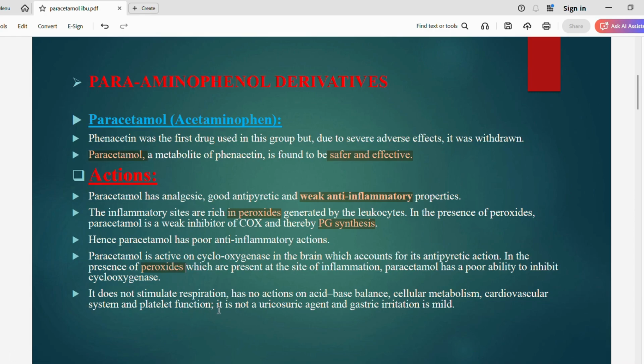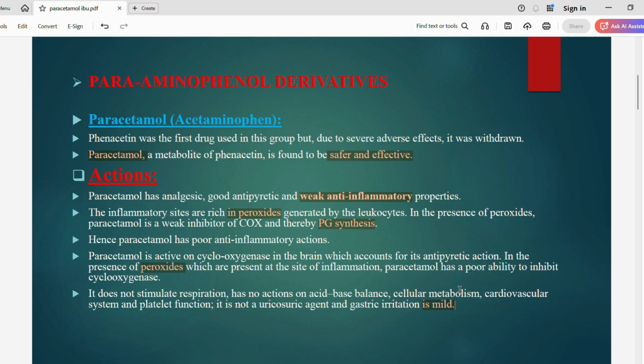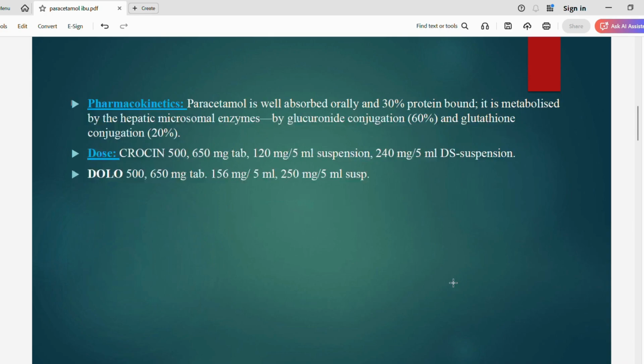It does not stimulate respiration, so it has no activity on the respiration, no action on the acid-base balance, no action on cellular metabolism as well as cardiovascular system and platelet function. And also it is not an uricosuric agent. It has only mild gastric irritation. It may give an irritation, but that too is most mild.